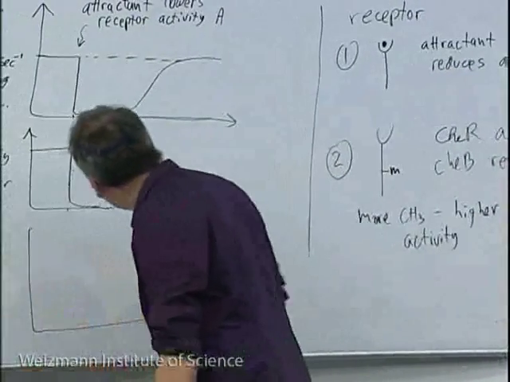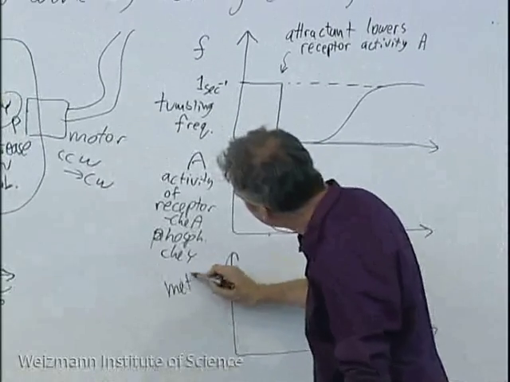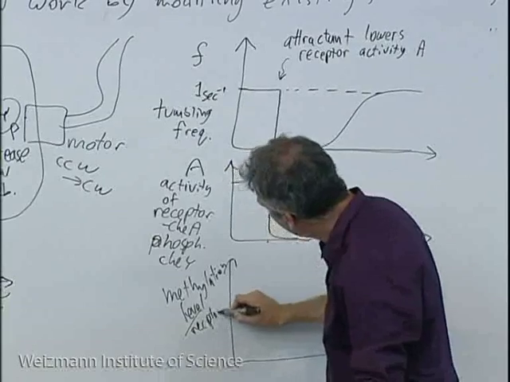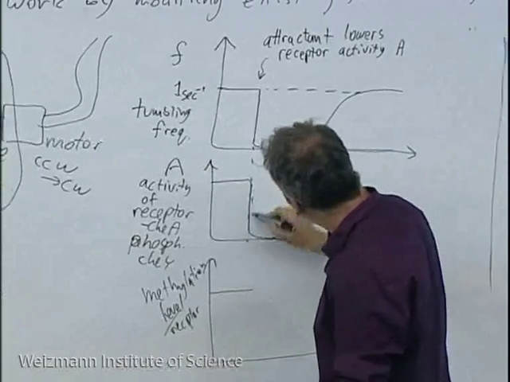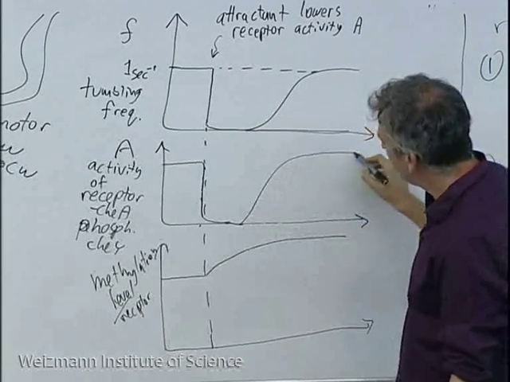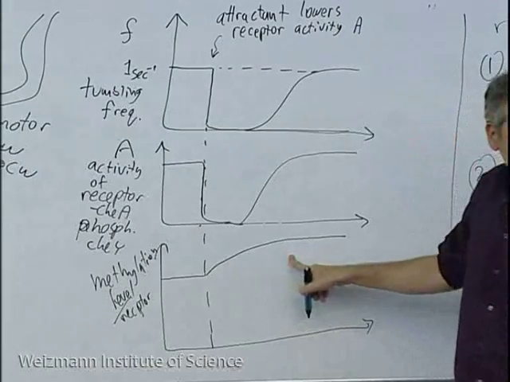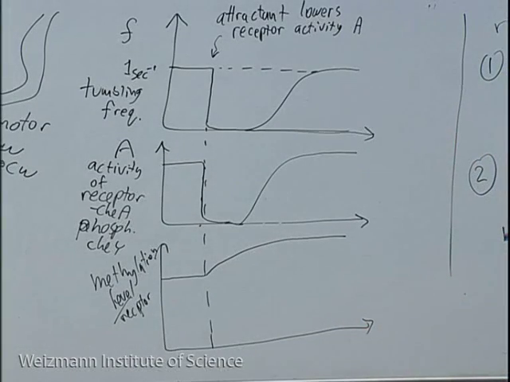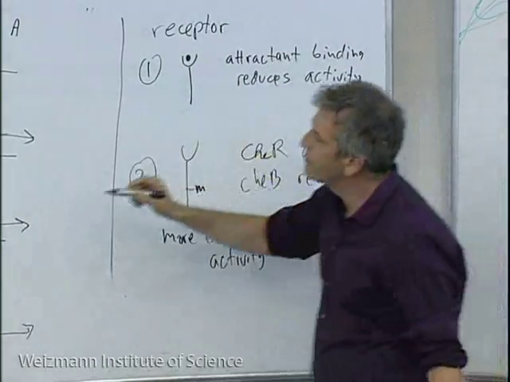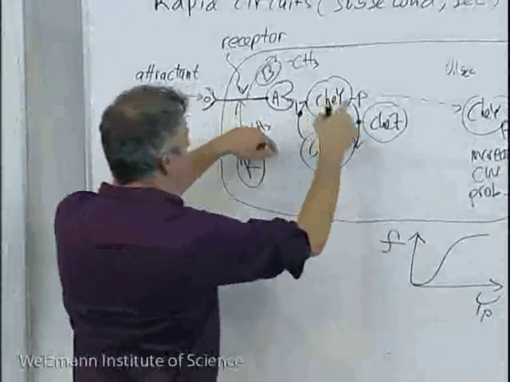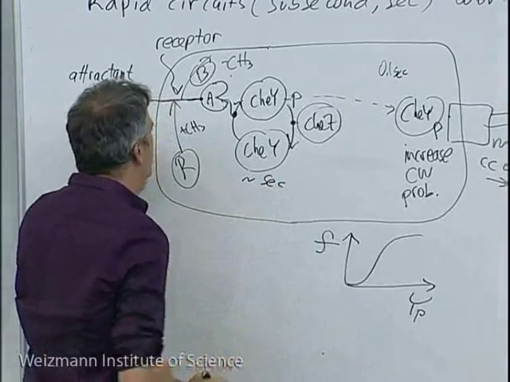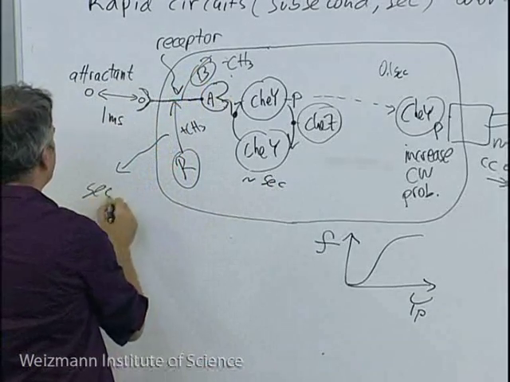Indeed, if I plot here the methylation level per receptor, after I add attractant, this goes up gradually, and activity goes back up. Why does it go up gradually? It's because these enzymes are much slower. All these steps take sub-second. These steps, methylation, take seconds to minutes.